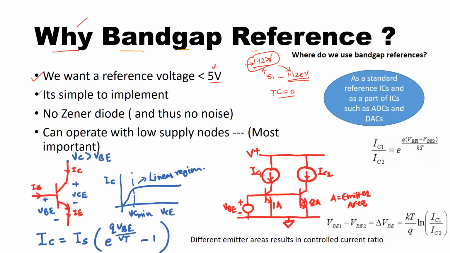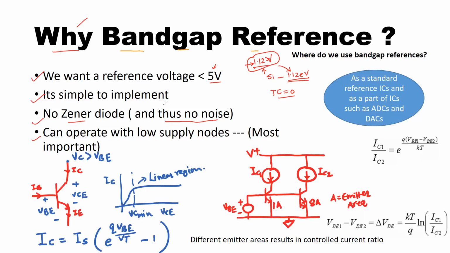A band gap reference is also needed because it is simple to implement, as we are going to see in this session. We don't have a Zener diode, which means we don't have the noise that is inherent with Zener diodes. So in the band gap, we will not use the Zener diode, and we get rid of the noise associated with it.